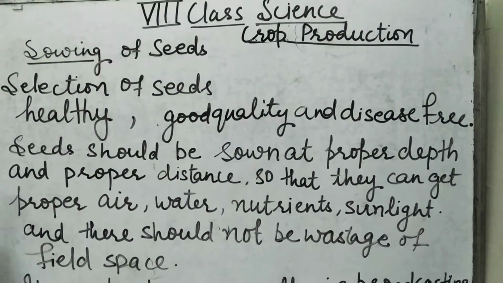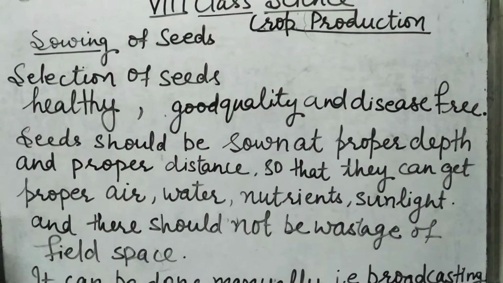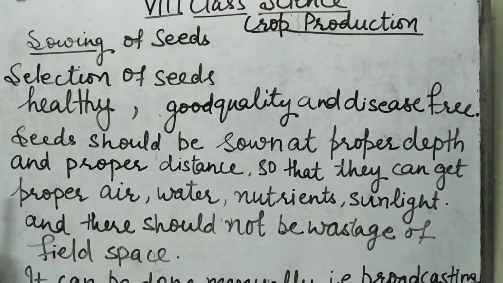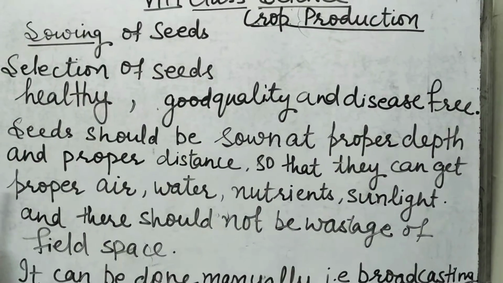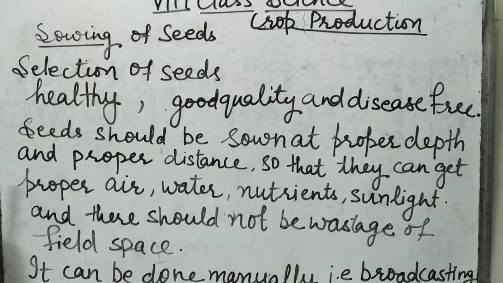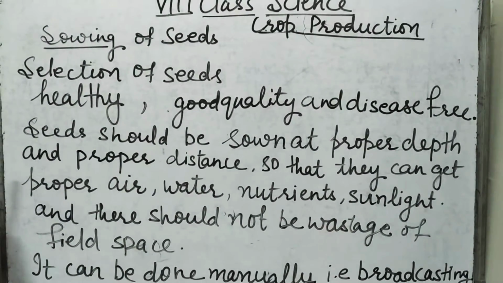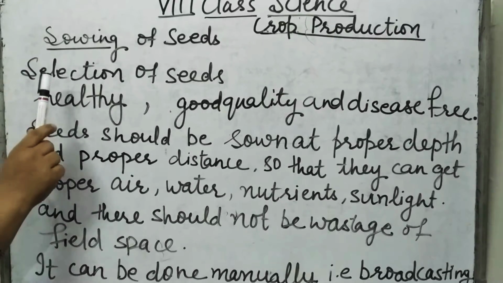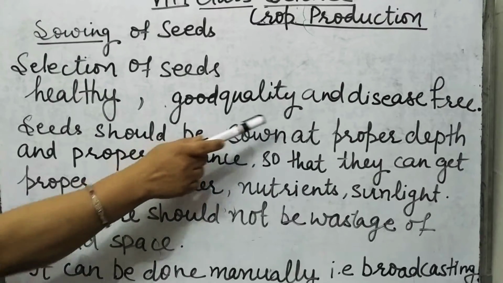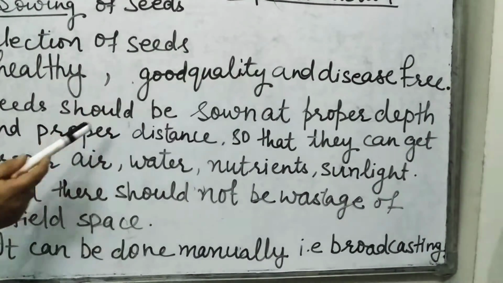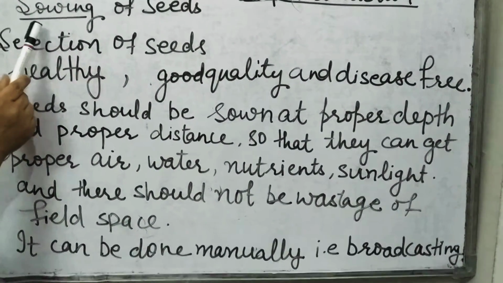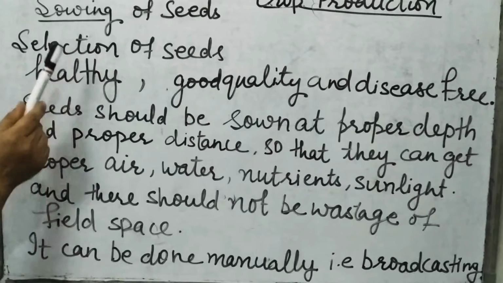Hello students, I think you must have learned about the preparation of soil in our previous video, and now in this video we are going to talk about the sowing of seeds. The second step after preparation of soil is to select good and healthy seeds for good production of crop. So first of all we will select healthy seeds of good quality, and the seeds must be disease free so that we can get a good and healthy crop. After this selection, we will sow the seeds.